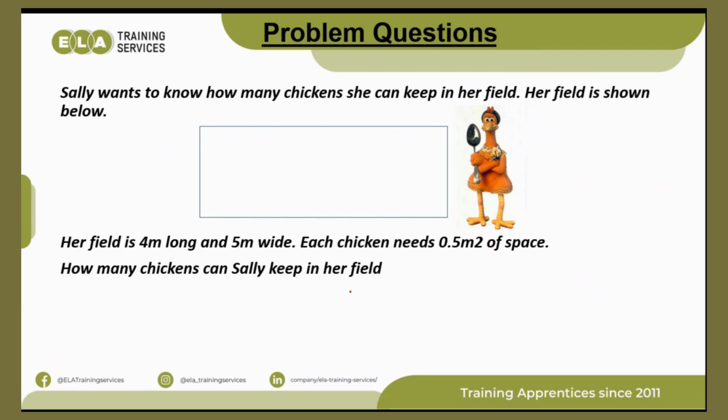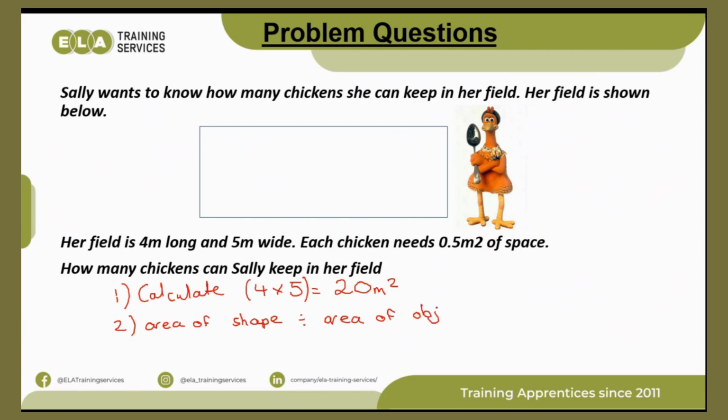Now this time we don't have anything to do with cost, so all we need to do here is just do the first 2 steps. So 1, we're going to calculate the area. So what is the area of the field? We know it's 4 multiplied by 5, which is 20 metres squared. We then do our area of our shape divided by the area of the object. So here we know our field is 20 metres squared, and we know that each chicken needs 0.5 metres of space. So 20 divided by 0.5 tells us that Sally can keep 40 chickens.